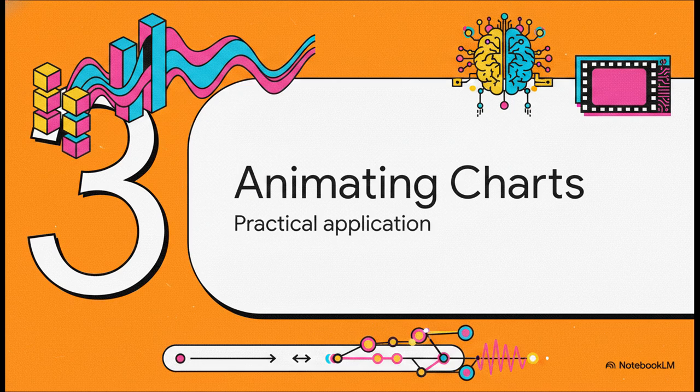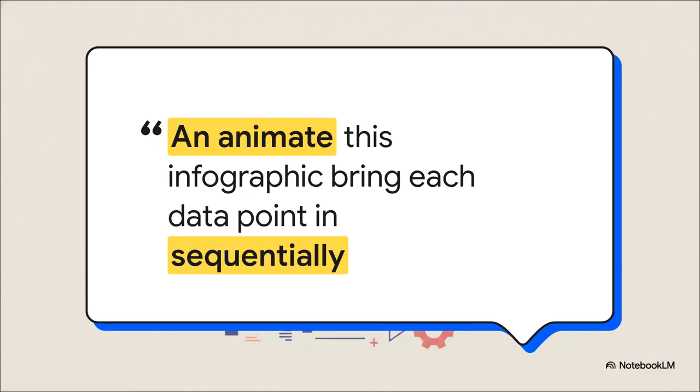Which brings us to Section 3, animating lesson charts. Listen, to get the perfect educational output, you don't need to be some sort of expert prompt engineer. You just feed Omni a flat chart, a static image, and use this exact text prompt to dictate the motion. Let's read it together. Animate this infographic, bring each data point in sequentially, add smooth transitions between sections, keep the visual style clean and professional. That's it. That is the magic phrase.